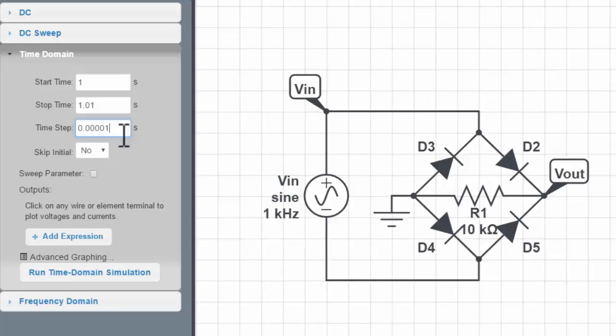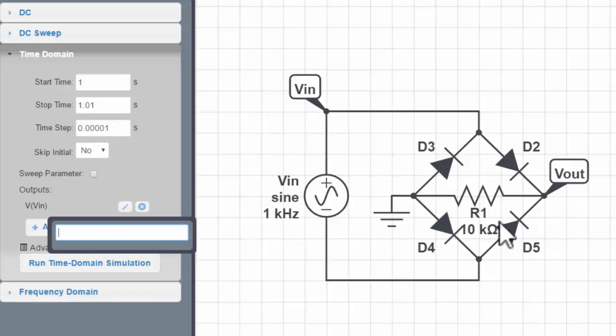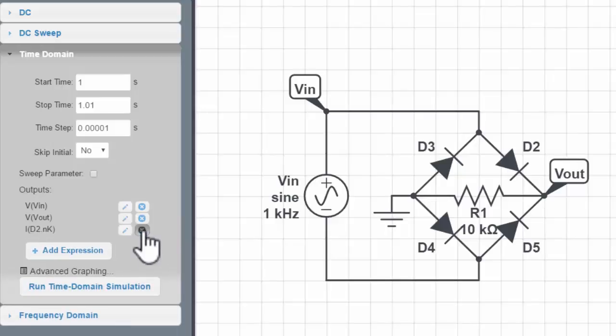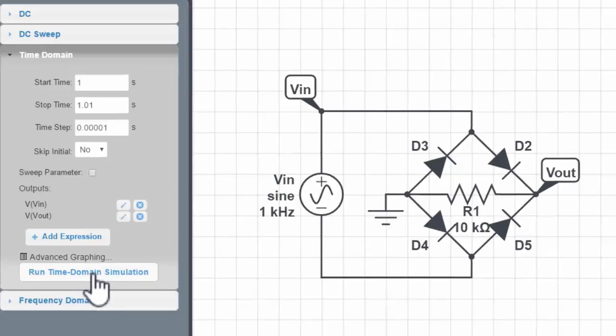Now the smaller your time step is, the more accurate your curve will be, but it will take longer for the simulation to run. And we are looking at the input voltage, and also we are looking at the output voltage. We can remove the currents because we are not interested in the currents. And once you're happy with all the settings, you can click Run Time Domain Simulation.